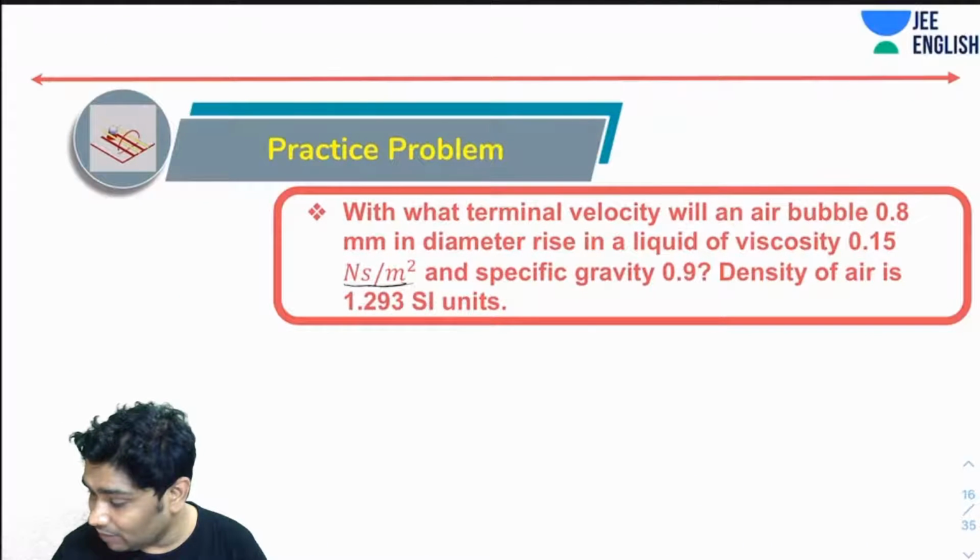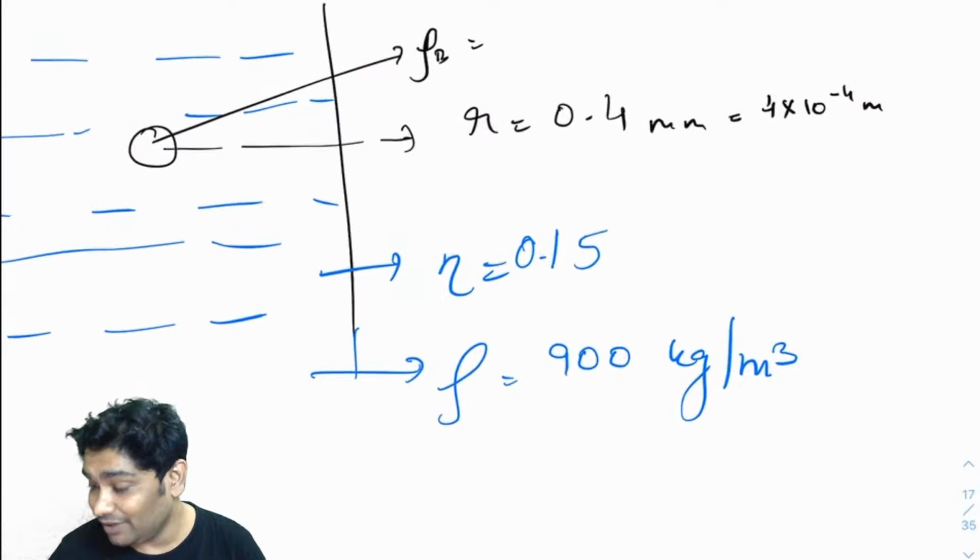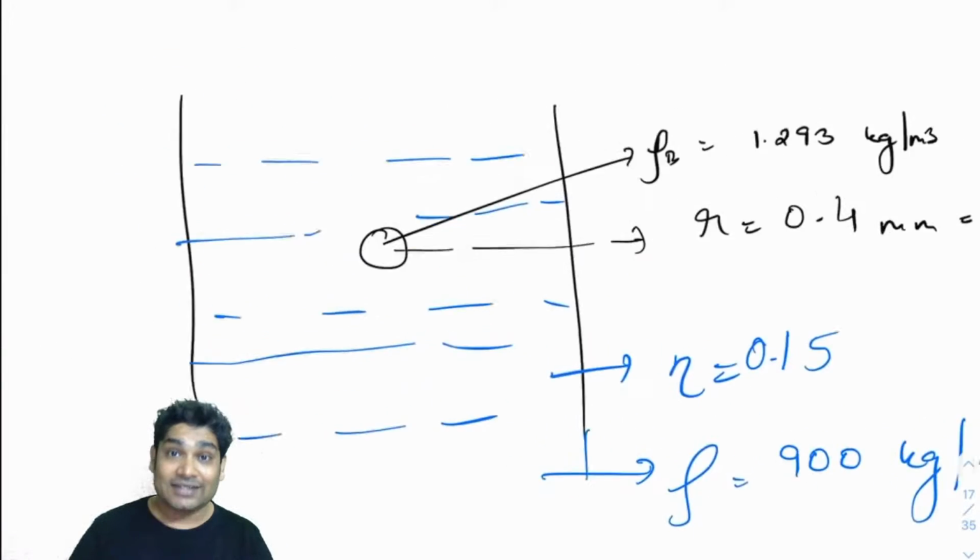The density of the bubble is the density of air, which would be 1.293 kg per meter cube. Alright, now let's start solving.